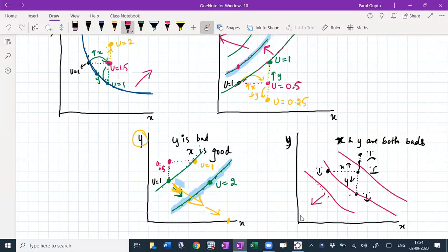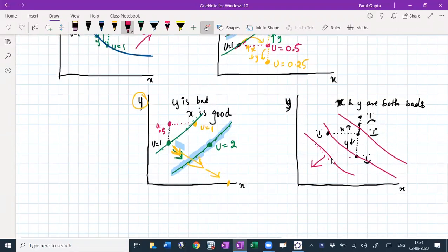So my arrow should point in this direction. Again, both x and y are bads. So I want to run away to this origin point, because the origin point is both x equal to 0 and y equal to 0. I don't want to consume any of the bads.